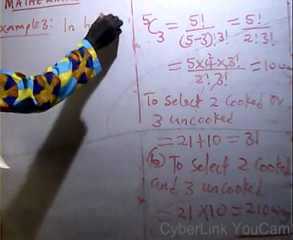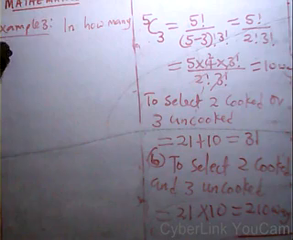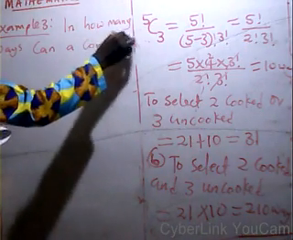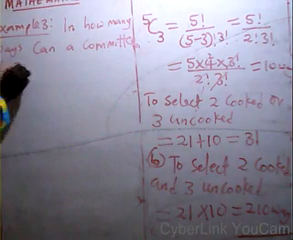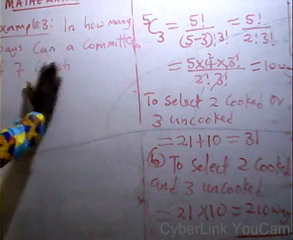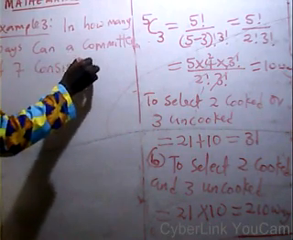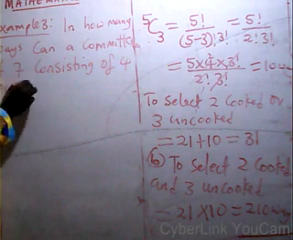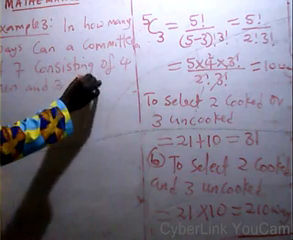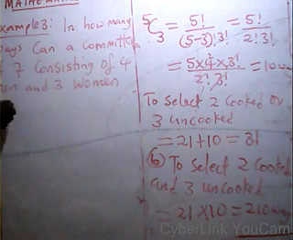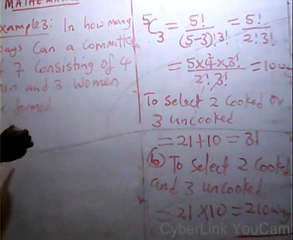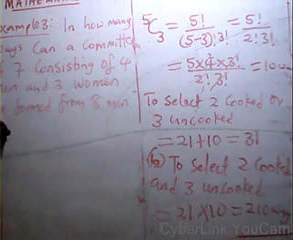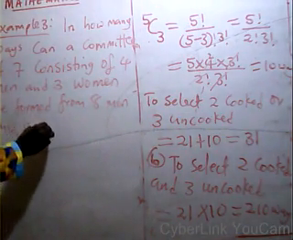In how many ways can a committee of 7 consisting of 4 men and 3 women be formed from 8 men and 5 women.